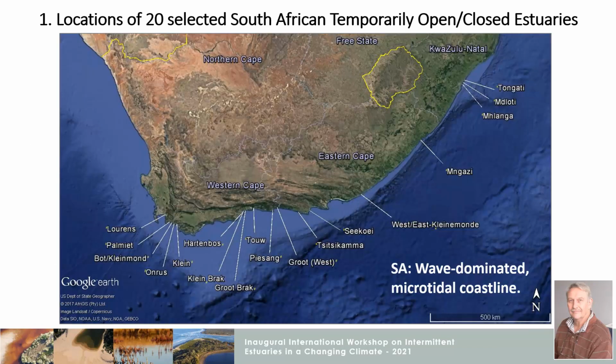So these are the 20 estuaries we selected along the South African coast. We tried to use as many estuaries as possible, but there was some basic information we needed, and we tried to cover as many different coastal regions as possible. Note, the South African coast is wave dominated and has a microtidal range of tides along the coast.